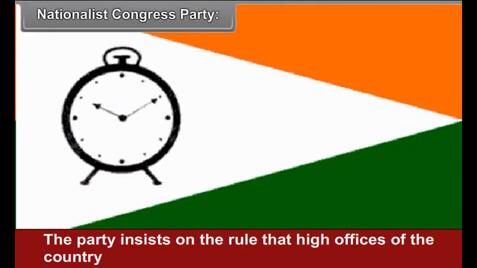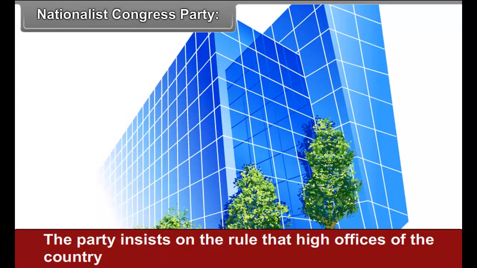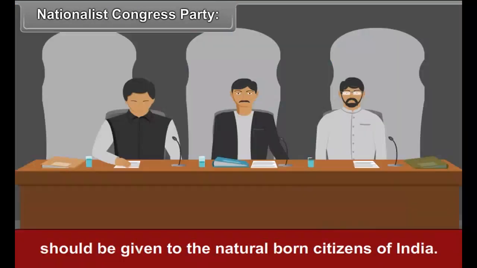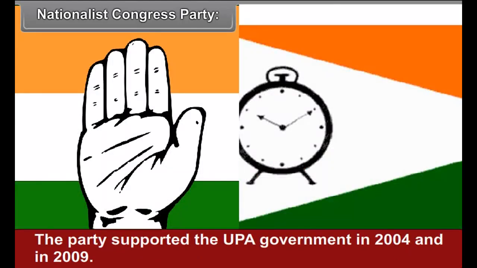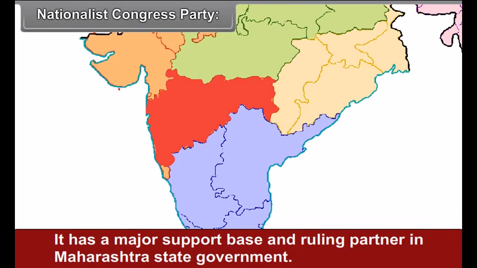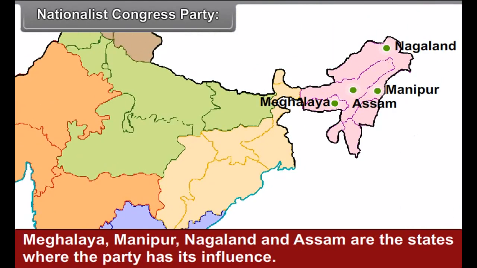The party insists on the rule that the high offices of the country should be given to the natural-born citizens of India. The party supported the UPA government in 2004 and in 2009. It has a major support base and is a ruling partner in the Maharashtra state government. Meghalaya, Manipur, Nagaland and Assam are the states where the party has its influence.